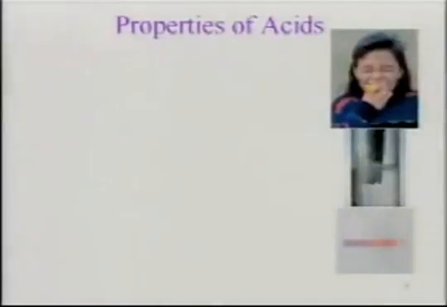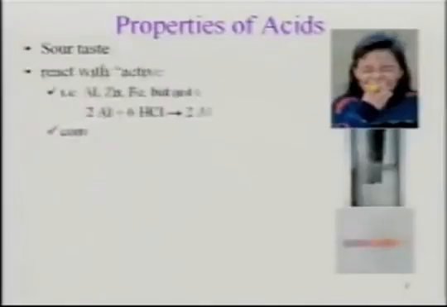Sauerkraut is made from acid secretions from microorganisms. That's how you make that stuff. Acids taste very sour. Lemons are very acidic. Bite into one. They are named sour because of that. But some characteristics about them: they have a sour taste.